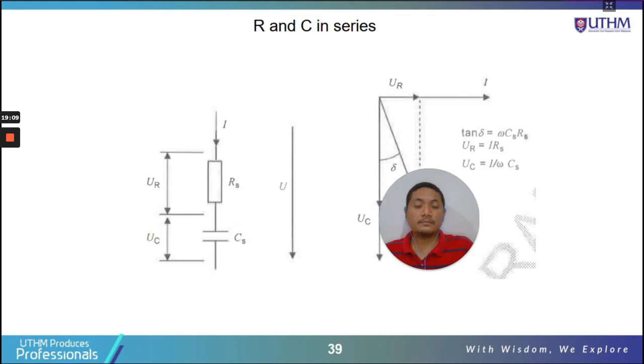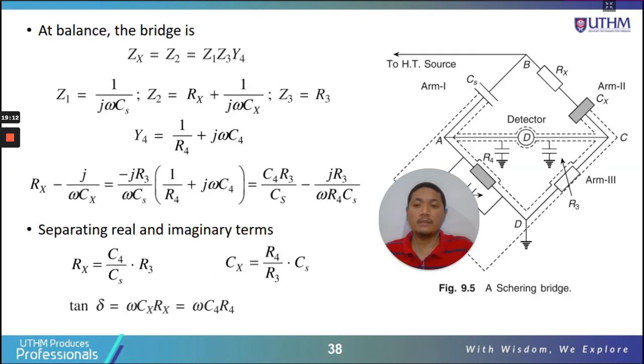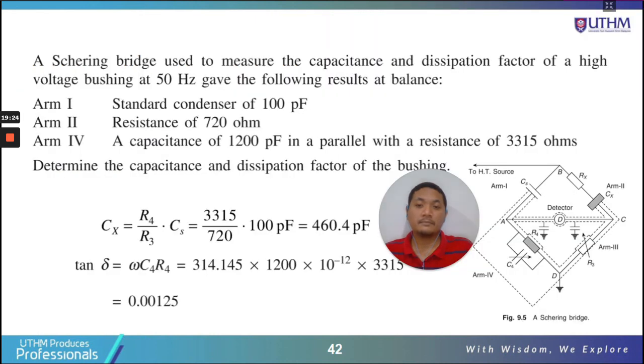Alright, so we have the values. What is CS, C4? Just replace the values here, then you can get the value of the tan delta and the value of the capacitance. Okay, so tan delta equals 0.00125.